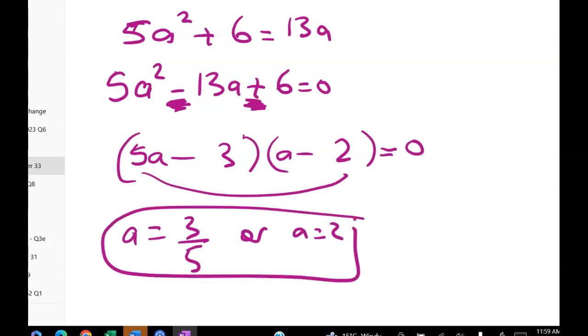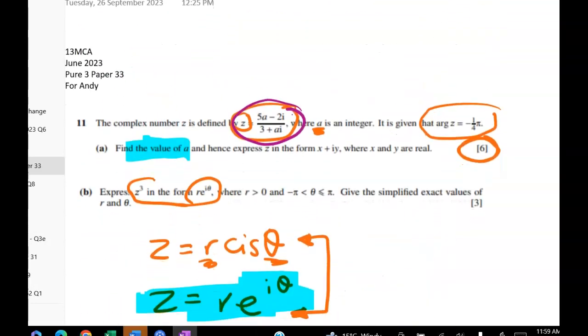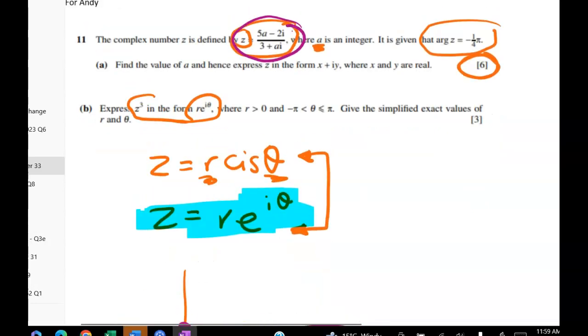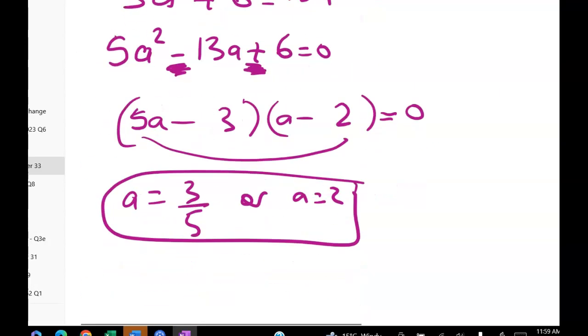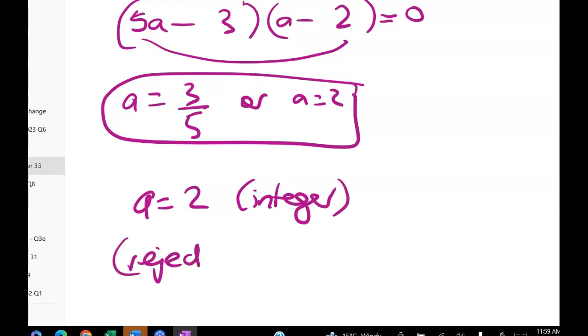So now I look at this and I go back to the question and I'm like, oh, didn't it just want one solution for a? So we go back and we reread. And we clean up all this mess. And we see that a has to be an integer. So that means that we're going to reject a as 3/5, and we're just left with a is equal to 2. So we reject a is equal to 3/5.